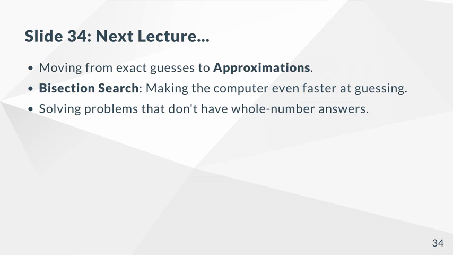In the next lecture, we're going to take this guess and check idea and supercharge it. We'll move from exhaustive searches to approximations, using an algorithm called bisection search. It's a way to make the computer even faster by effectively cutting the search space in half with every single guess. We'll also look at how to solve problems that don't have nice whole number answers.